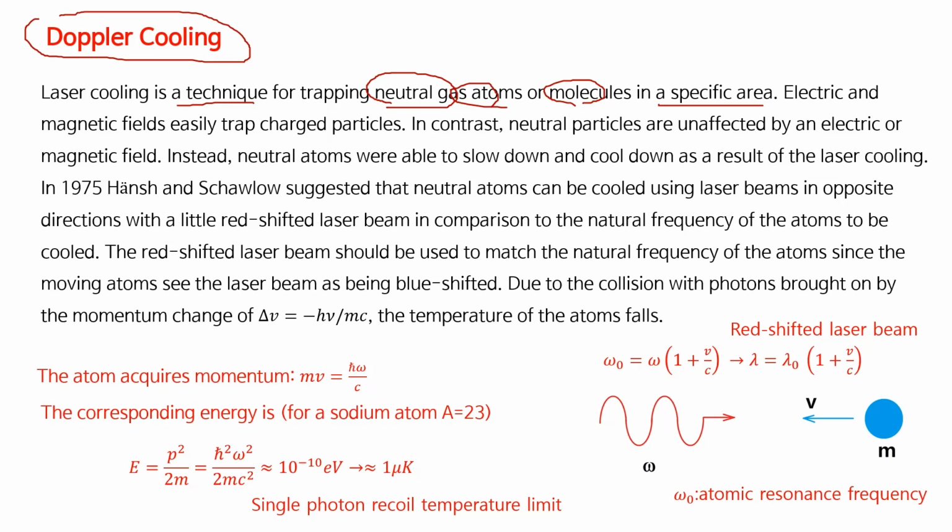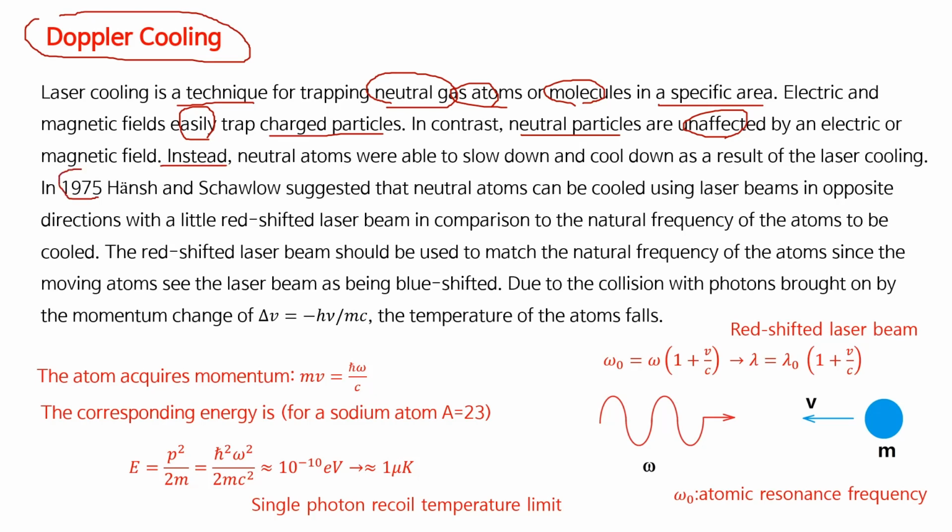Electric and magnetic fields easily trap the charged particles. In contrast, neutral particles are unaffected by an electric or magnetic field. Instead, neutral atoms were able to slow down and eventually cool down as a result of the laser cooling.